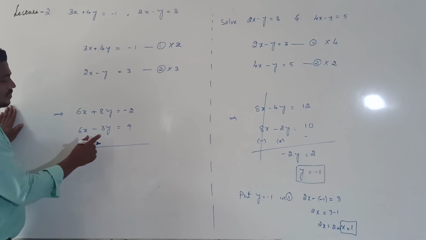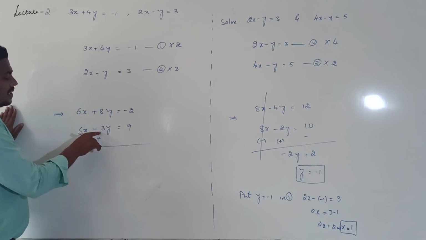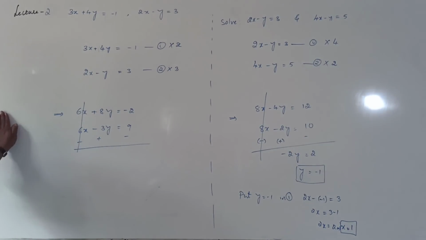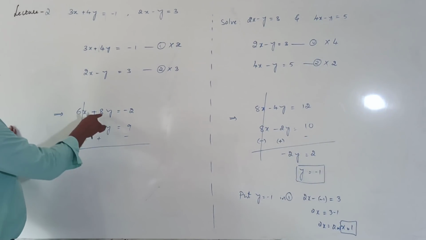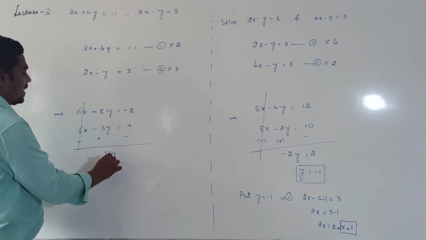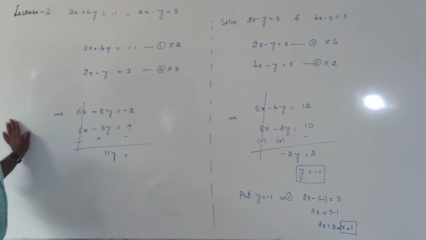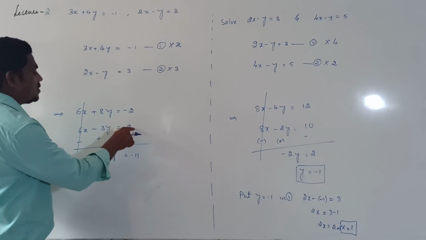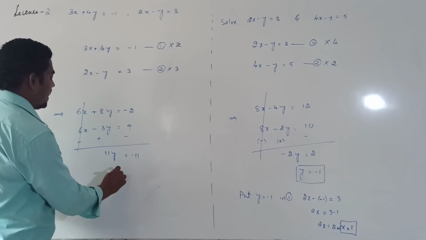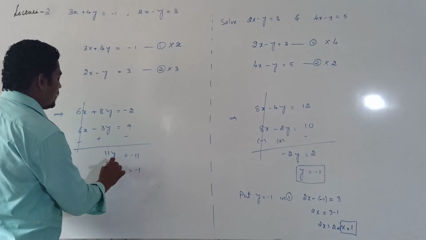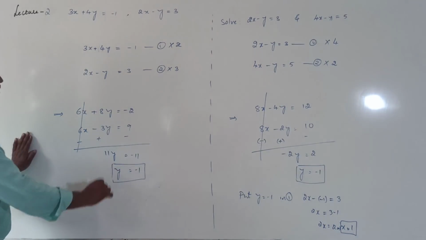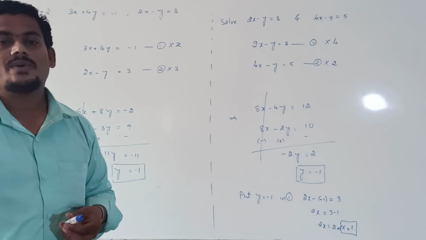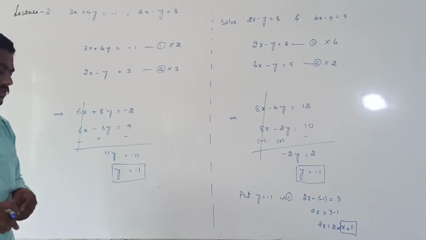Here we have positive, so make it negative. Here we have negative sign, so take it as positive. 6x minus 6x get cancelled. That is 11y. 11y is equal to minus 11. Minus 2 minus 9 is minus 11. Hence, y value is minus 1. After getting the y value, put this y value in equation number 1. Then you get the corresponding x value.